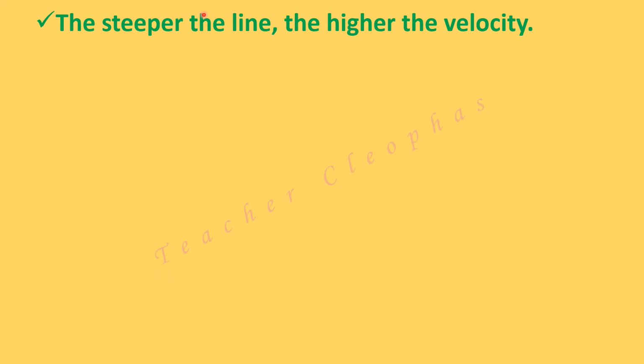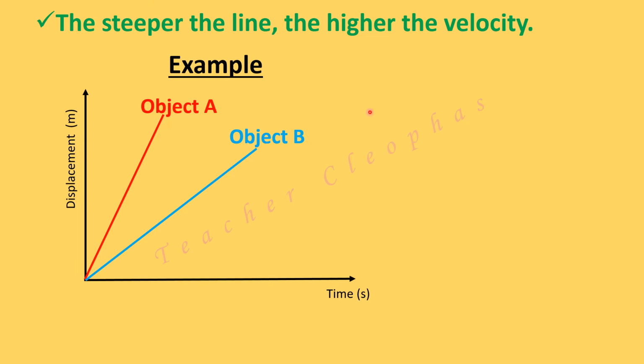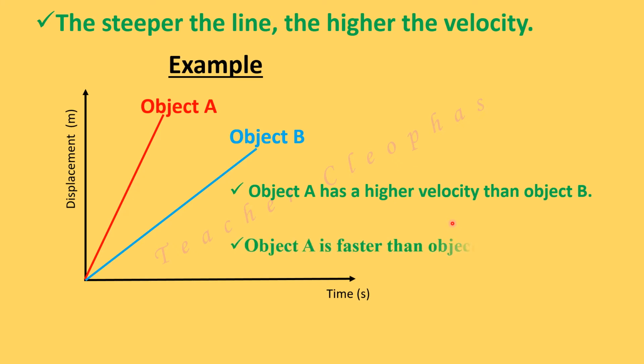The steeper the line, the higher the velocity. For example, having this displacement time graph of one of the objects, call it object A, and another graph of object B, we can say that object A has a higher velocity than object B. So if you compare between the two, object A is the one that is faster than object B.